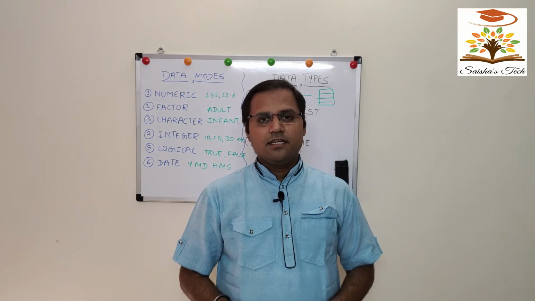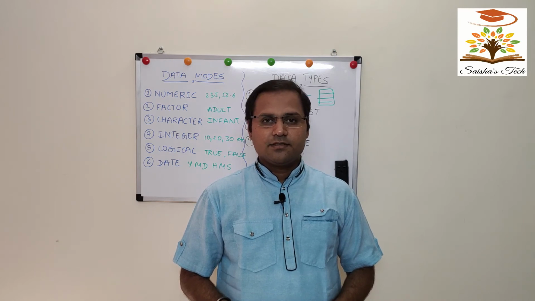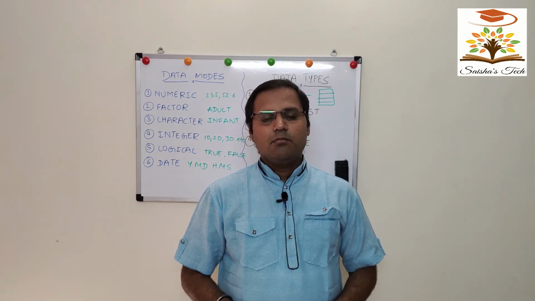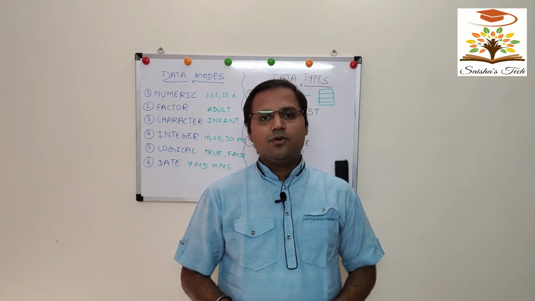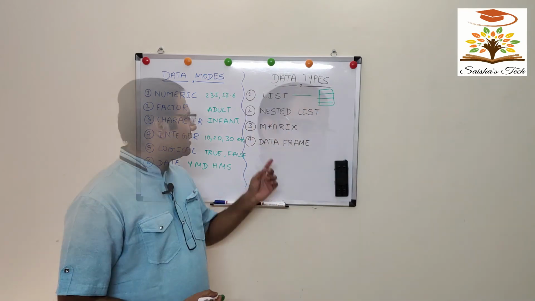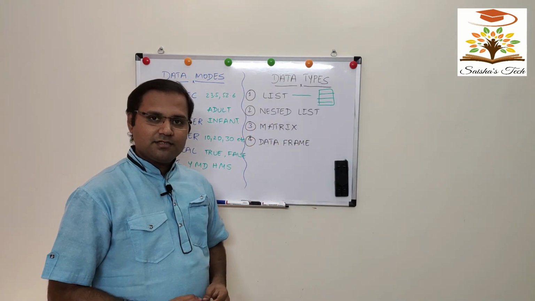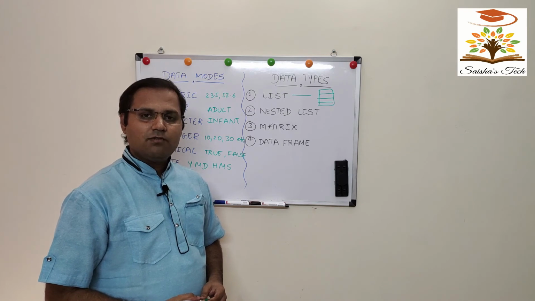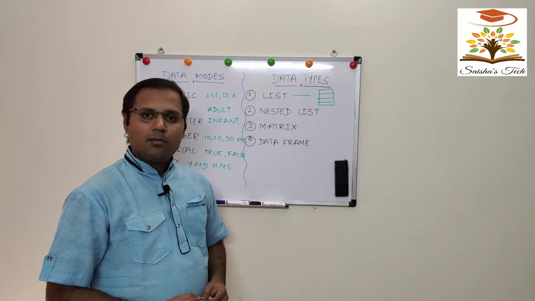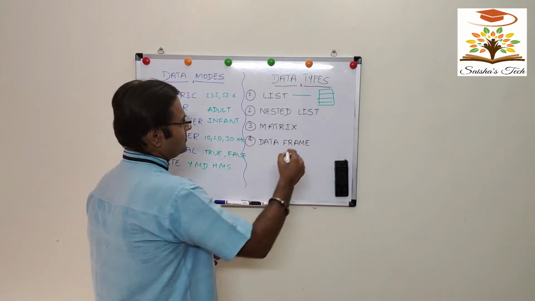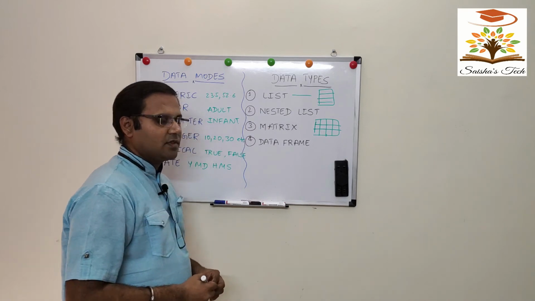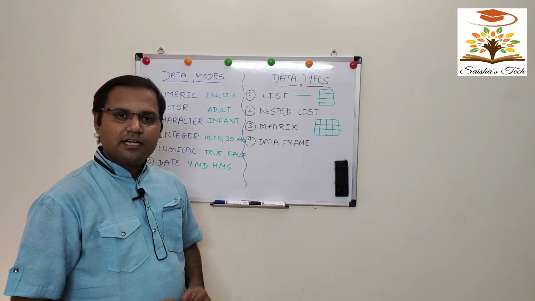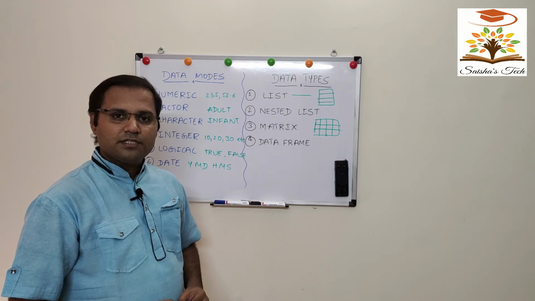Similarly, nested list is an accumulation of different lists, where you can store number of different types of data modes in single list and combine them into multiple lists. The third data type is matrix, and matrix is a combination of different columns and observations. Similarly, we have data frame. Data frame also has different number of columns and observations.